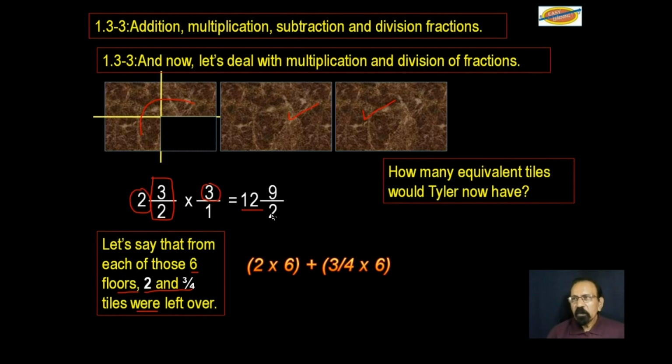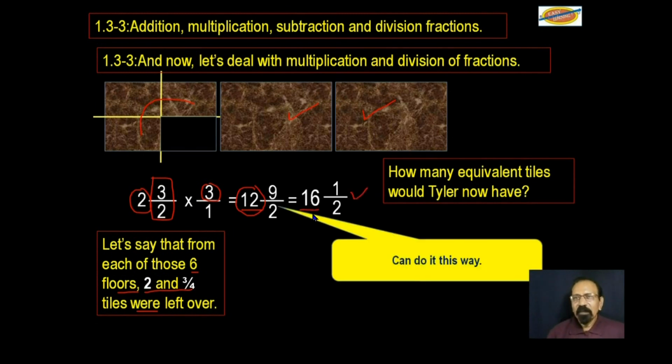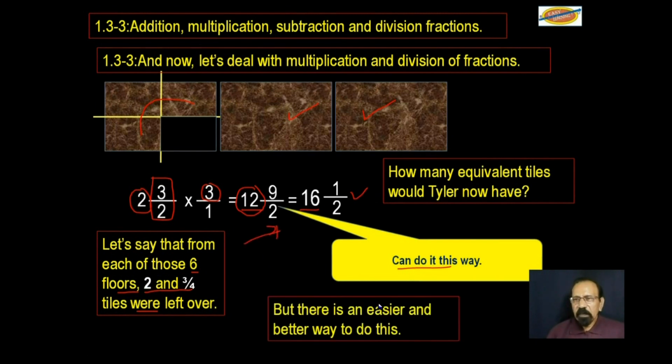9/2 more tiles. This 9/2, of course, would give us 4.5. So that 9 divided by 2 would give us 4.5. 4.5 plus this 12 would give us 16, and of course the half. Okay, that is the hard way. There is an easier and better way to do this. So let's look at that.